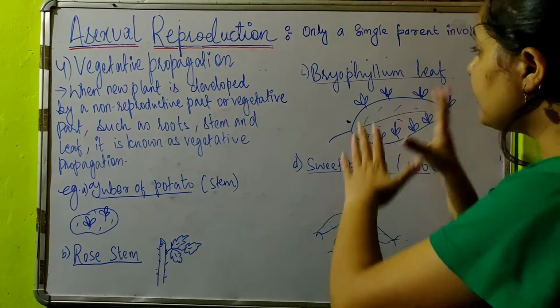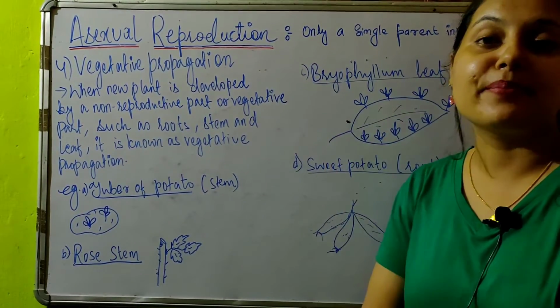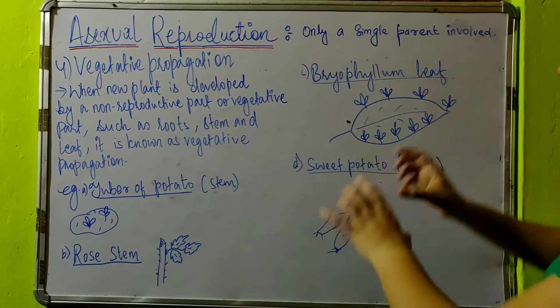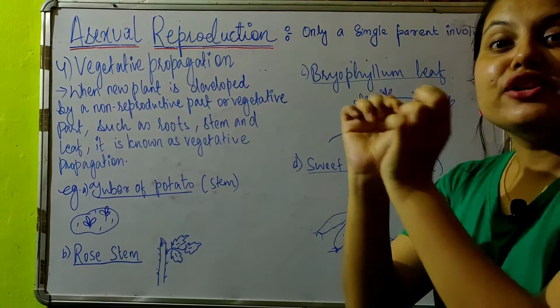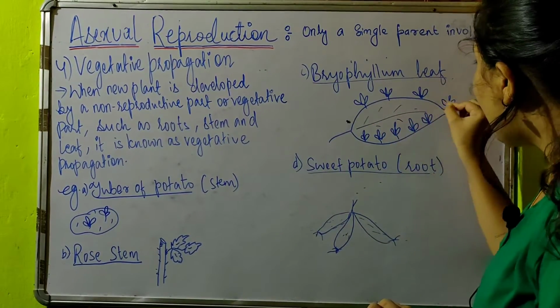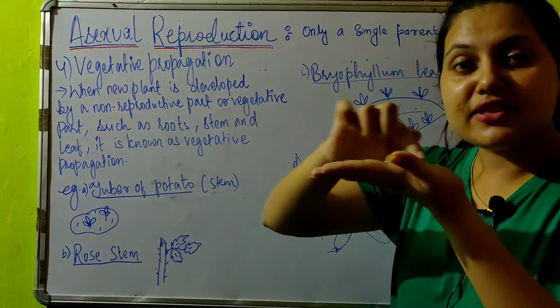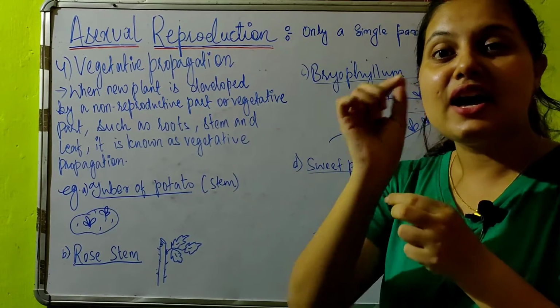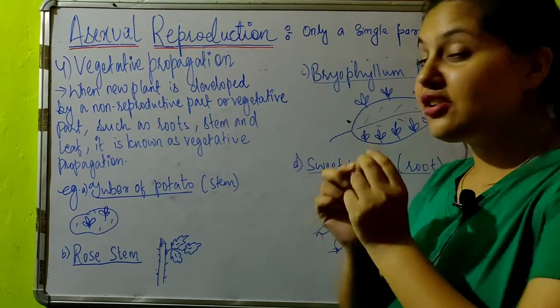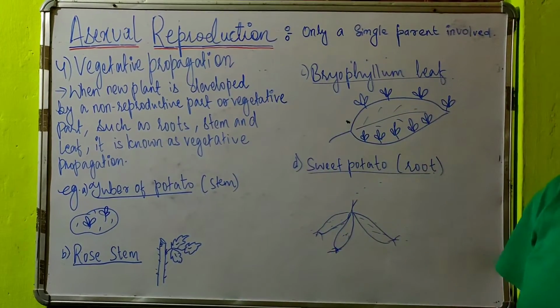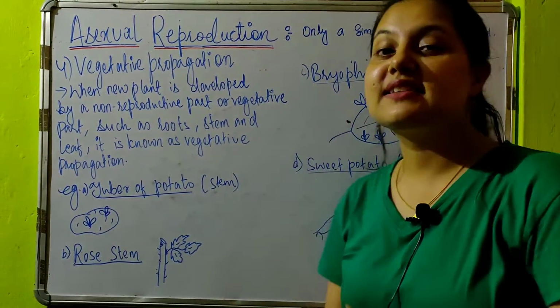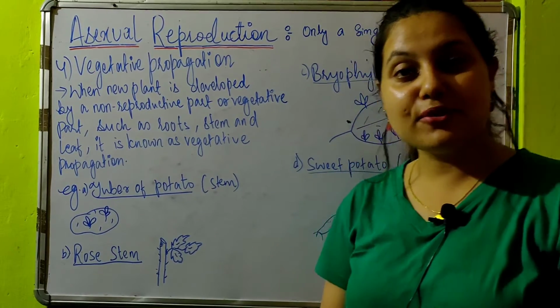All right, the next is Bryophyllum leaf. You see here, this is the example of vegetative reproduction through leaf. Some leaves produce another new individual in the margins. If this is a leaf, in the margin of the leaf there is production of a new individual plant. The example is the Bryophyllum leaf. This is a typical example of vegetative reproduction through leaf.